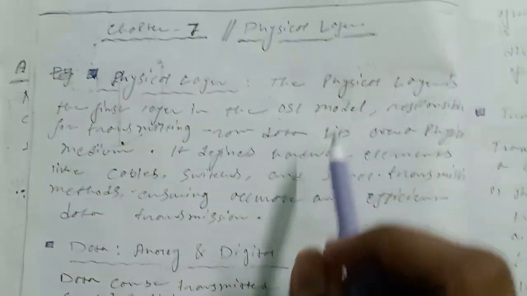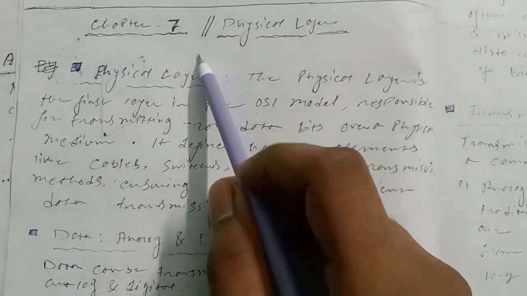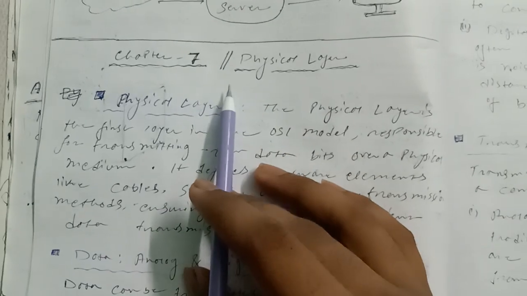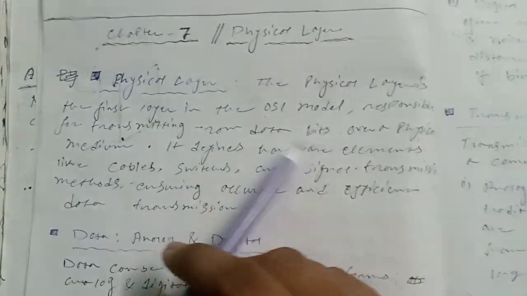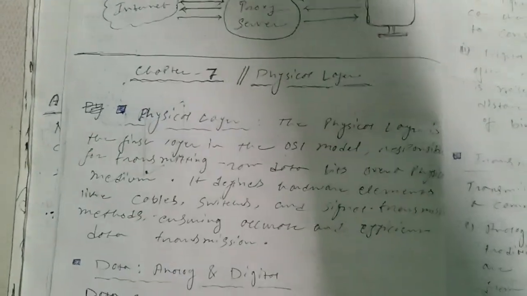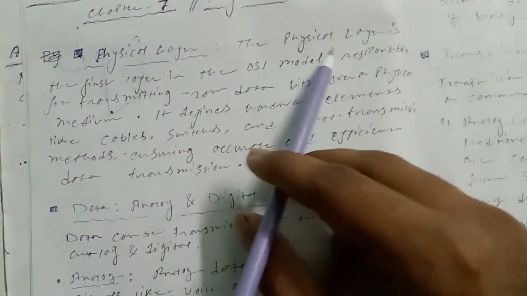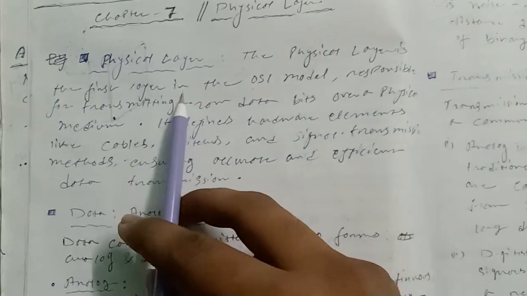Today we'll start the seventh chapter of the computer networking series. It is the last chapter, the final chapter, that is the physical layer. So today we'll start the physical layer. Let's see. The physical layer is the first layer.